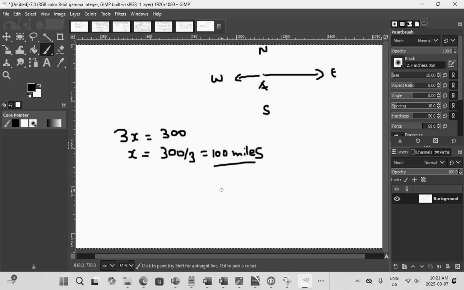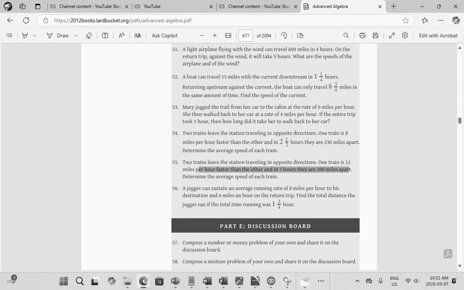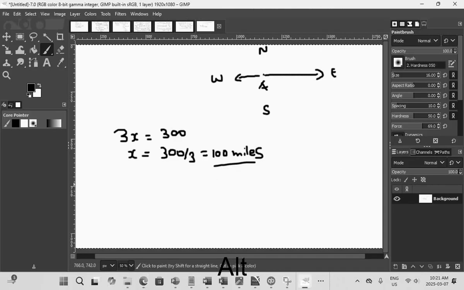Now in order for you to find the speed, we know that x is the speed of the train and x plus 12 is the speed of the other train, because the other train is 12 miles per hour faster than the first one. So we know that x plus x plus 12 is equal to 100 miles. This is the distance covered in 1 hour. So this will be 2x plus 12 equals 100.